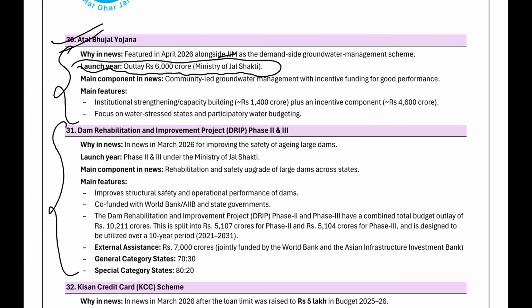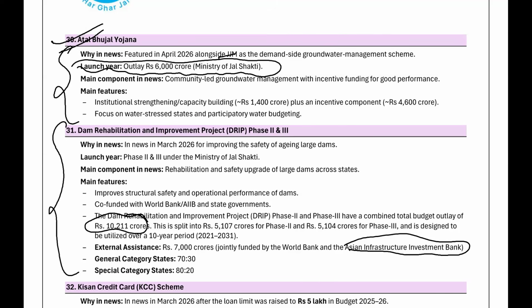Key points: obviously it is related to dams, so it will improve dam safety. Second, it will repair old dams. Third, support will be provided by the World Bank and AIIB, that is the Asian Infrastructure Investment Bank. What is the outlay? If you look, it is 10,211 crores. Is it clear?